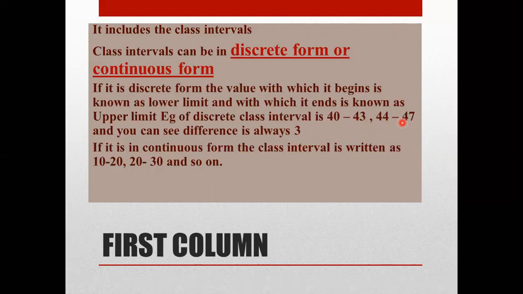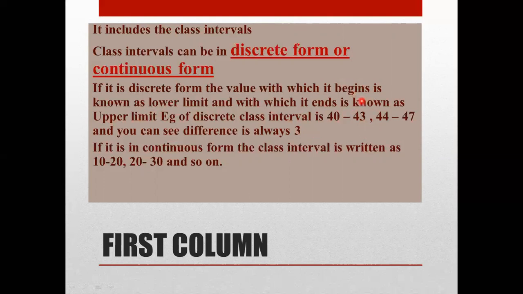So this is known as a discrete class interval. When we are talking about the class interval, you should know what is the first number. You can see that it is starting with 40. So this is the first value. So when the class interval begins with a certain value, that beginning value is known as the lower limit. And it ends with a certain value, you can see over here it is 43. So when it ends with a certain value, that value is known as the upper limit. So this is lower limit 40, and 43 is the upper limit.